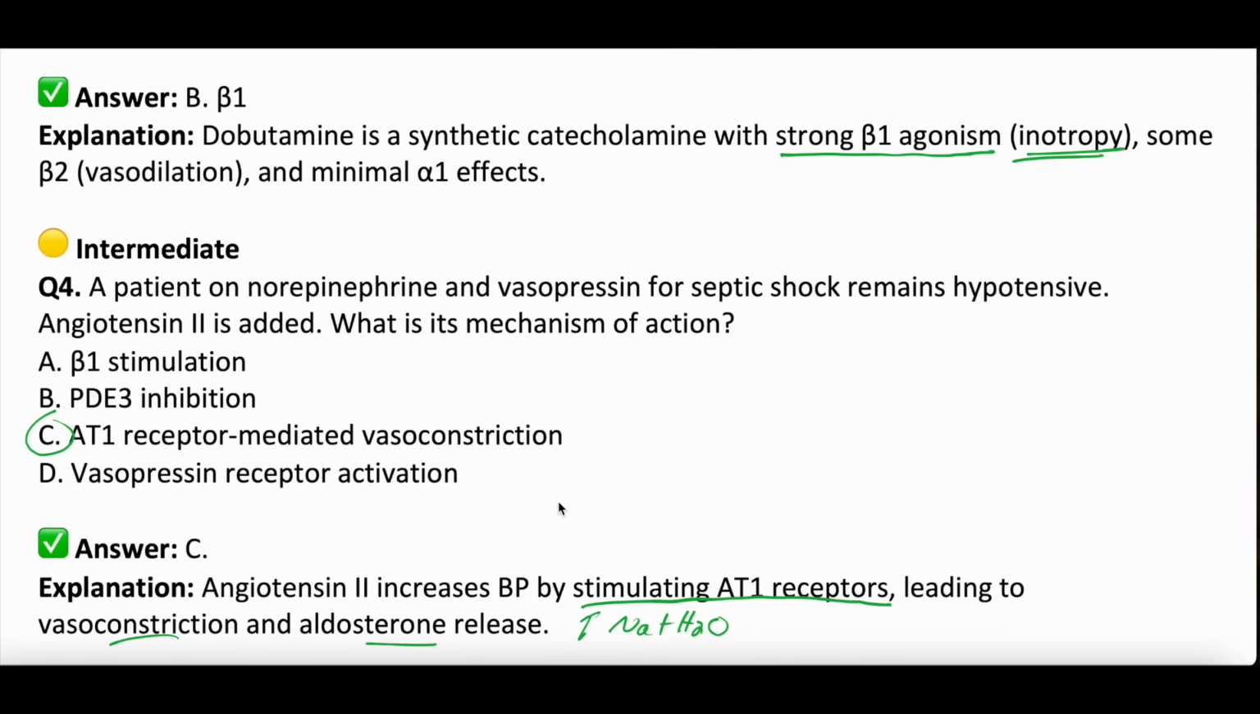If we go through the other options, A was beta-1 stimulation. Angiotensin II does not do this, right? Angiotensin II is not an adrenergic or catecholaminergic vasopressor. Beta-1 is stimulated by norepinephrine, by epinephrine, by dobutamine, all these adrenergic or catecholaminergic vasopressors. Option B was PDE3 inhibition. This is the mechanism of milrinone. And then option D was vasopressin receptor activation. Hopefully you guessed that this was the mechanism of vasopressin.